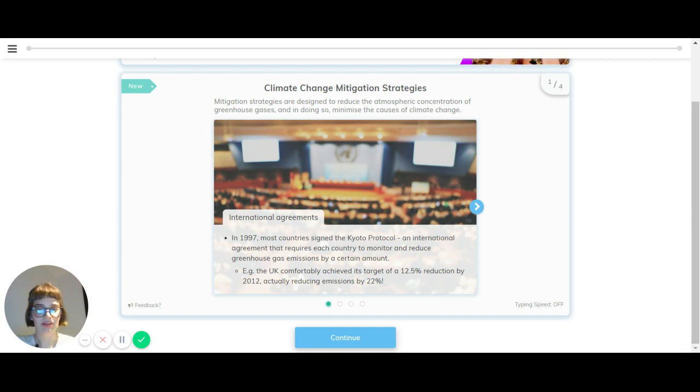In 1997, most countries signed the Kyoto Protocol, an international agreement that requires each country to monitor and reduce greenhouse gas emissions by a certain amount. For example, the UK comfortably achieved its target of a 12.5% reduction by 2012, actually reducing emissions by 22%.